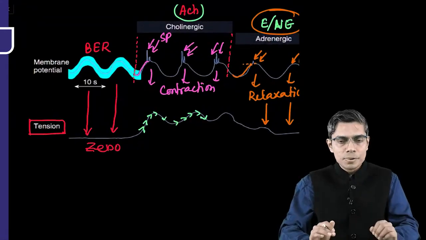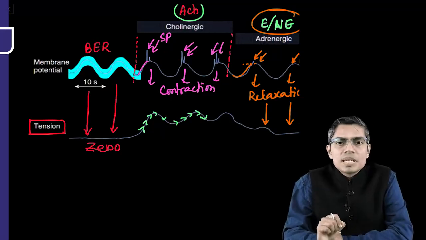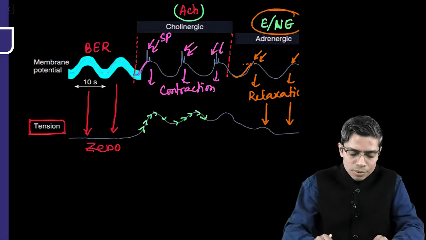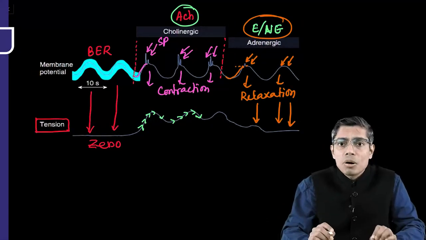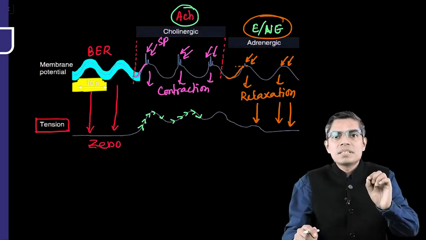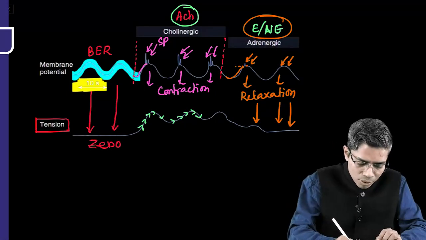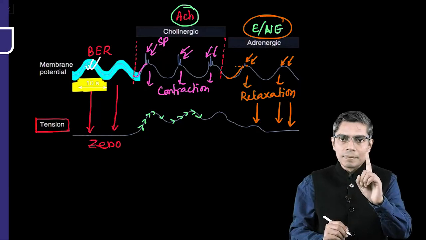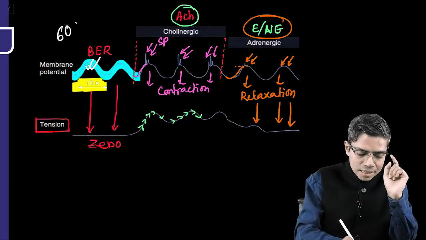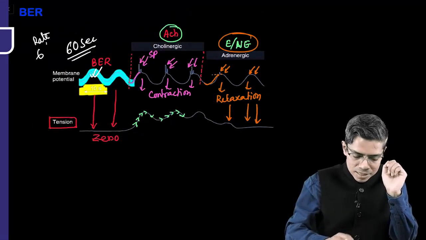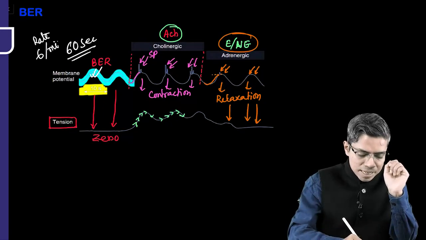I told you to identify which part of the GIT has been given in this diagram. So what you are going to do is count the rate of the BER. How to count? This is the 10-second window. Within this 10-second window, you are getting only one peak of the BER. So within 10 seconds, 1. That means within 60 seconds, how many am I going to get? I am going to get 6. So the rate of the BER according to this image is 6 per minute.